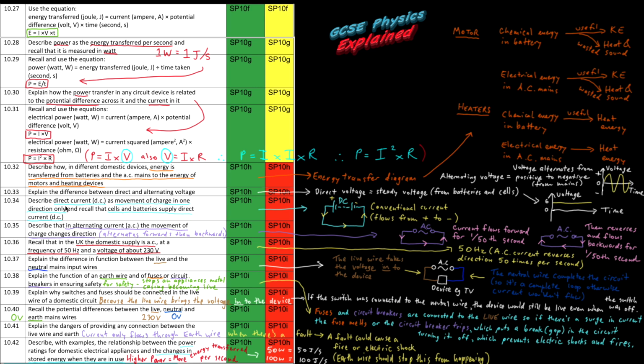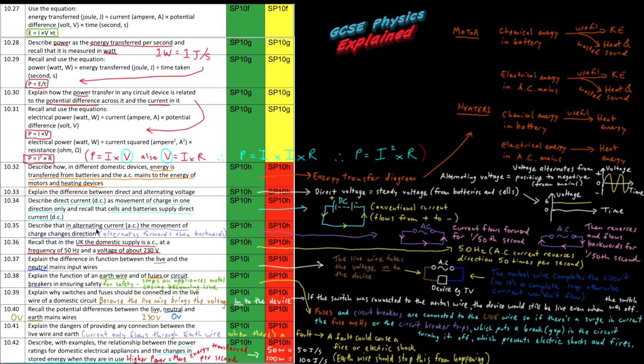10.34. Describe direct current, DC, as movement of charge in one direction only. So 1 mark for that. And recall that cells and batteries supply direct current. So another mark for that. And this is what the picture would look like. So direct current coming from the battery, just going in one direction. I've shown it as conventional current, which is flowing from the positive to the negative terminal.